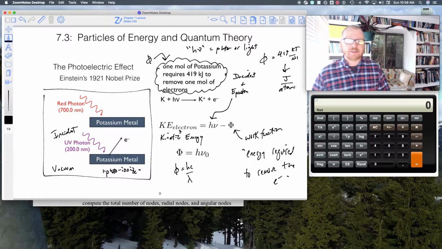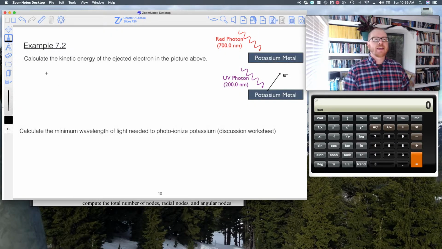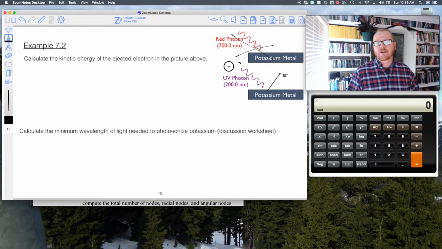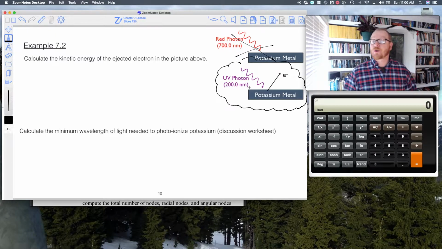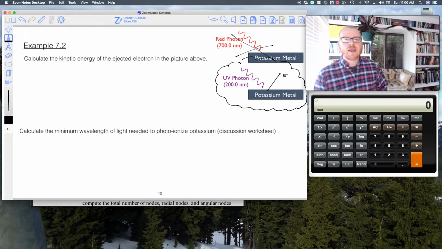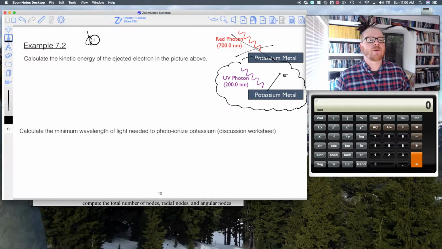So let's do this calculation here. Calculate the kinetic energy of the ejected electron in the picture above. What this is really referring to is not this one, because we know this one didn't result in a photoelectron, but it's referring to this picture right here where we use a 200 nanometer photon, and we know that potassium metal has a work function of 419 kilojoules per mole.